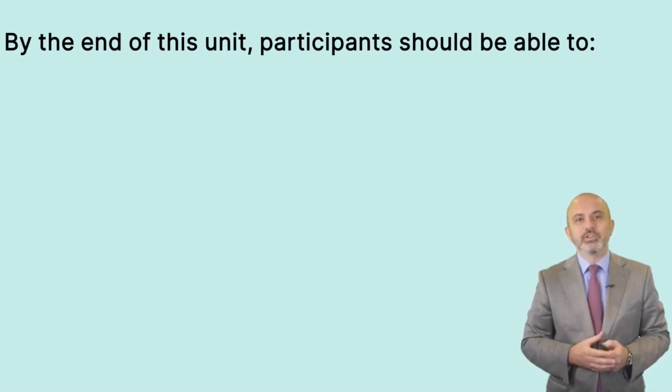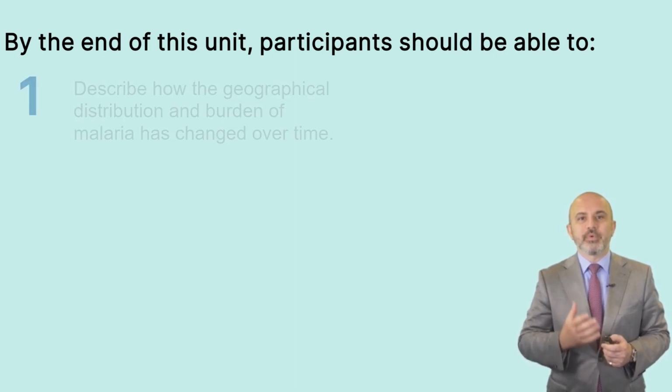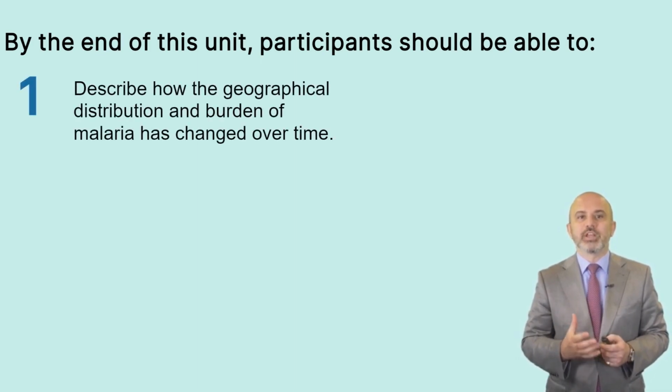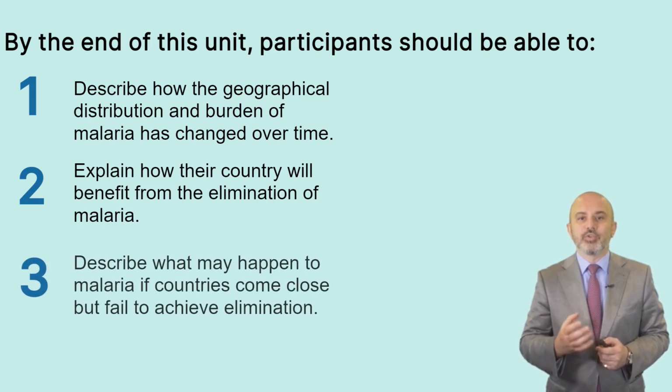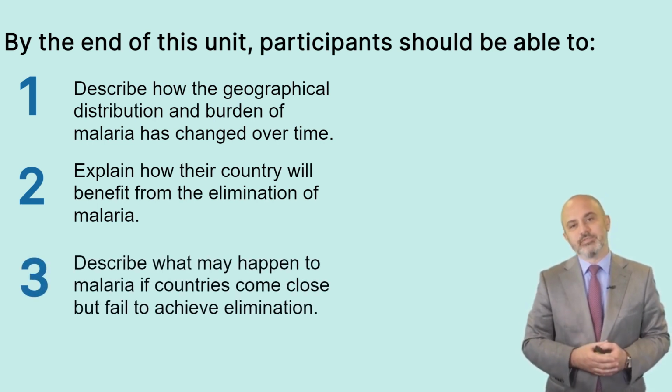Dear participants, this unit covers the rationale for malaria elimination. By the end of this unit, you should be able to describe how the geographical distribution and burden of malaria have changed over time, explain how your country will benefit from the elimination of malaria, and describe what may happen if countries come close but fail to fully achieve elimination.